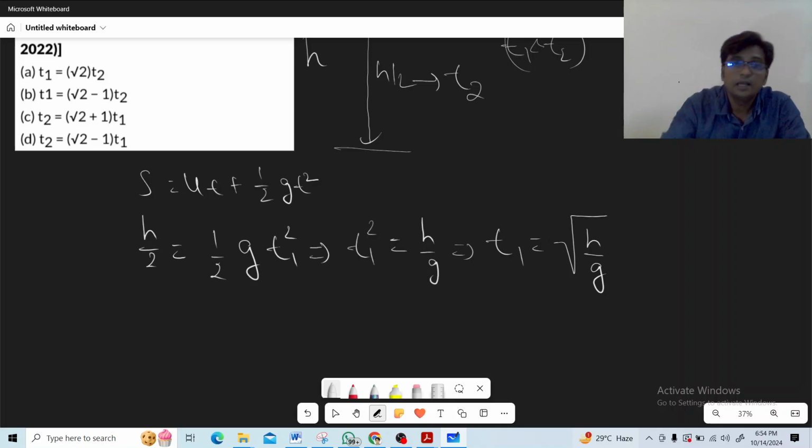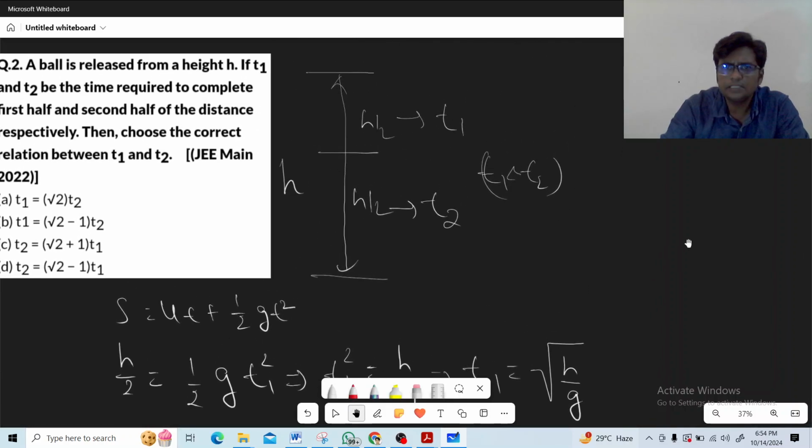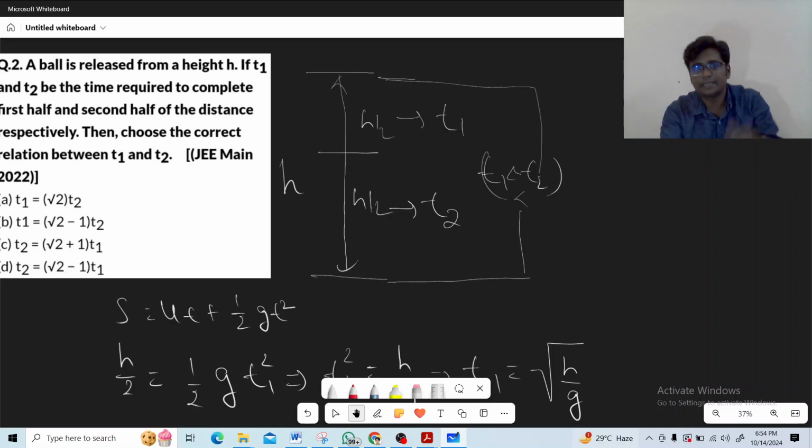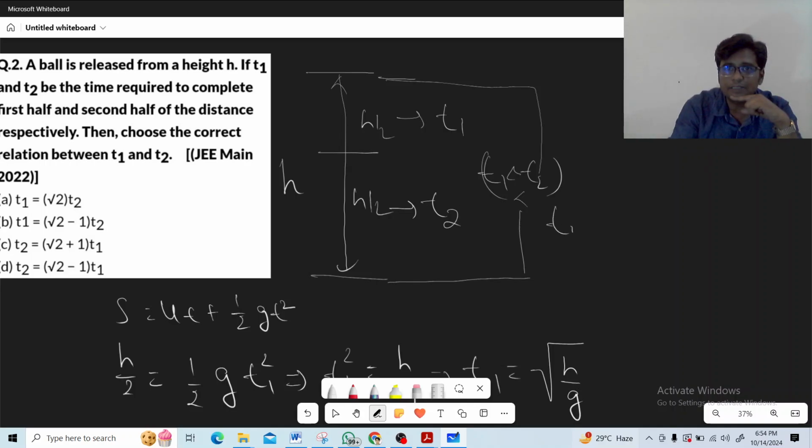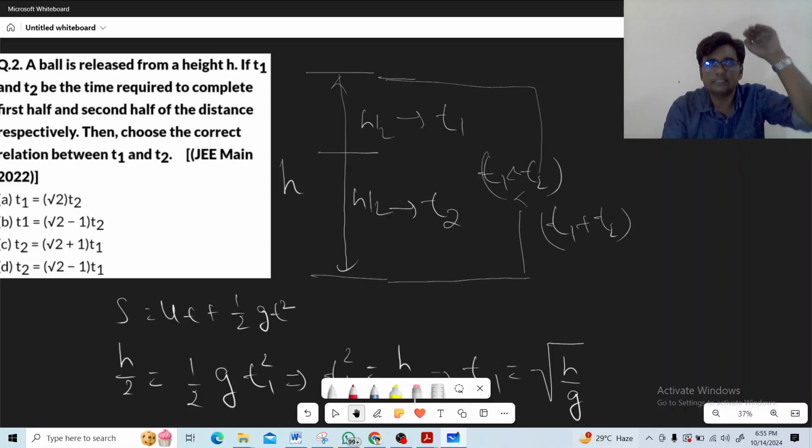Fine. Now let us go for the diagram once more and see what it's saying. From the diagram we can see that for this whole height, the time that it will take from the top will be t1 plus t2. Means if the ball is released from the height h, and we ask how much time it will take to reach the bottom, then we can say that it will take the time t1 plus t2.